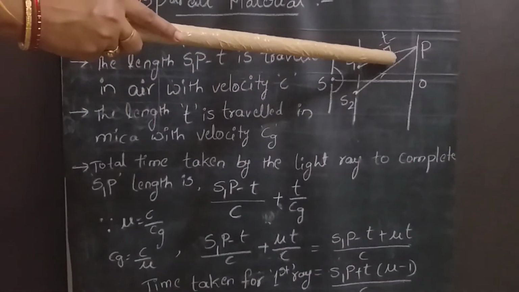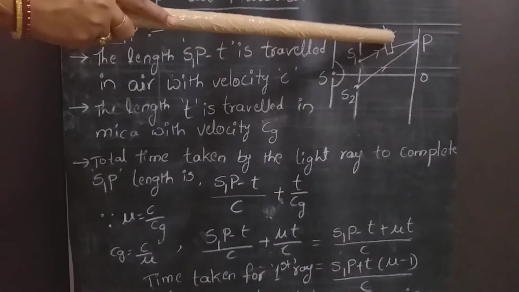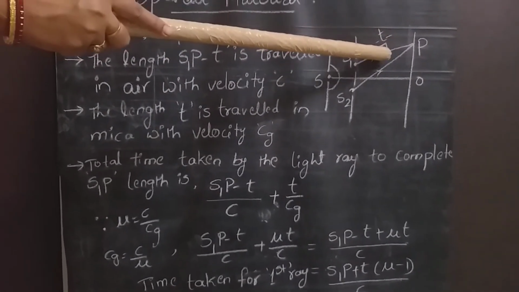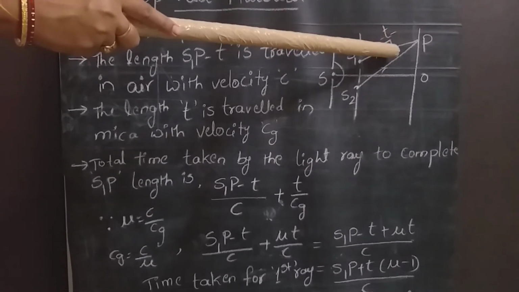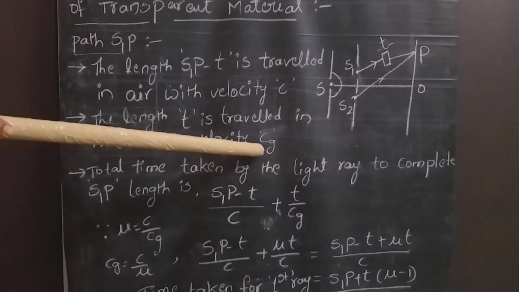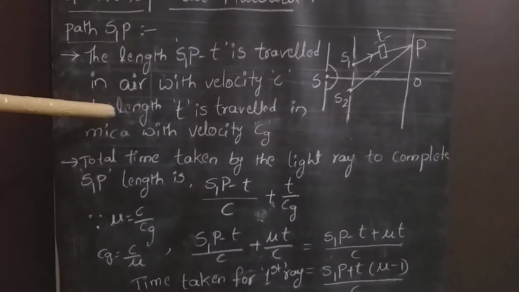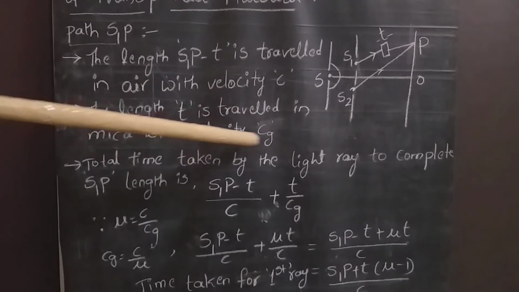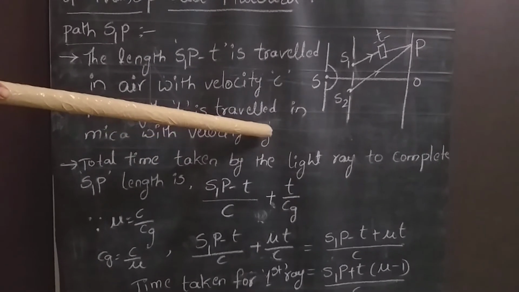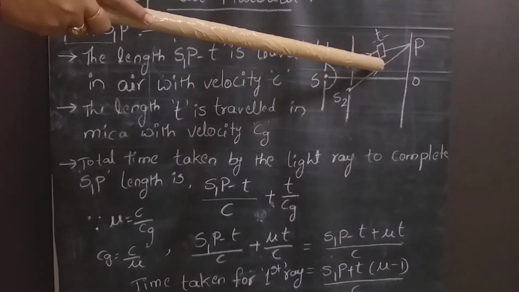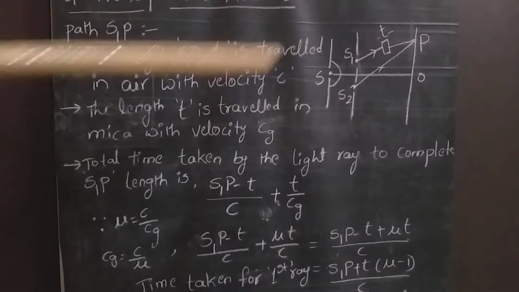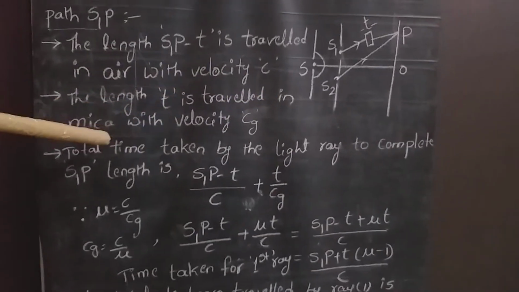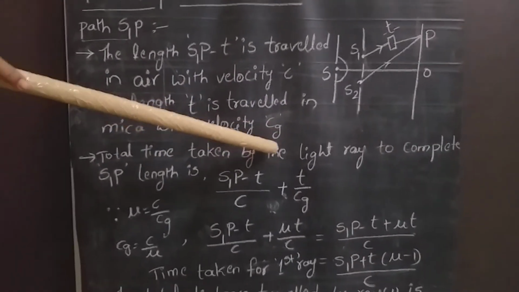Now, this much thickness, thickness T, it is travelling through the mica sheet medium. The velocity when light is passing through this medium is equal to Cg. Therefore, that second point is the representation of the velocity with which the light beam is travelling through this much thickness of the mica sheet. See, the length T is travelled in the mica sheet with velocity Cg.